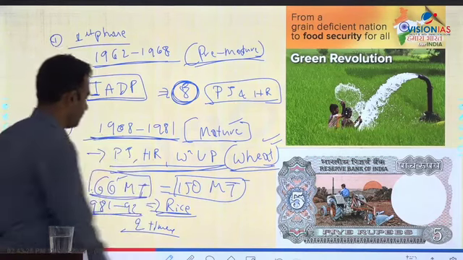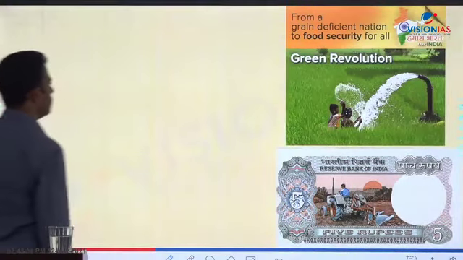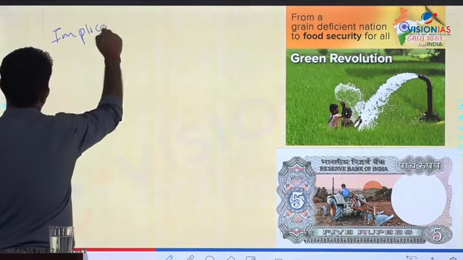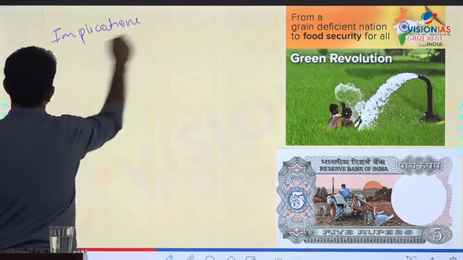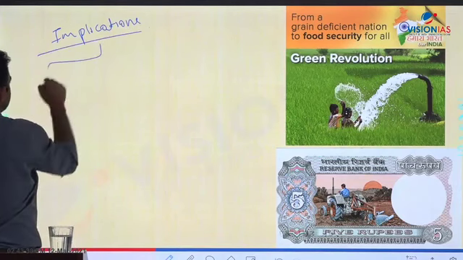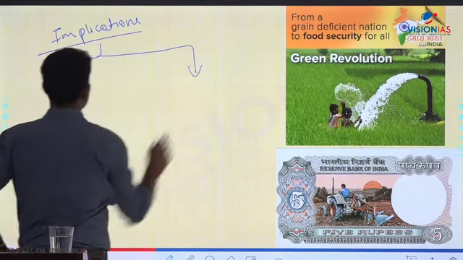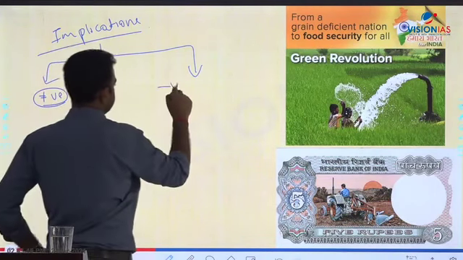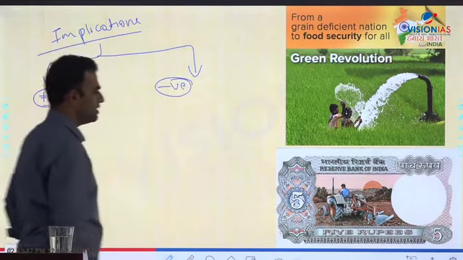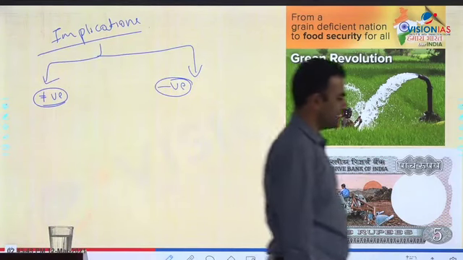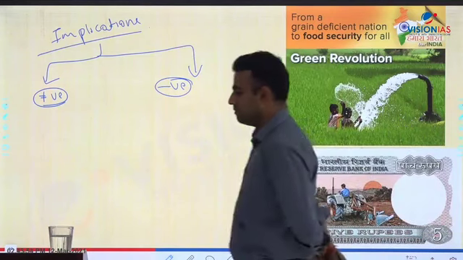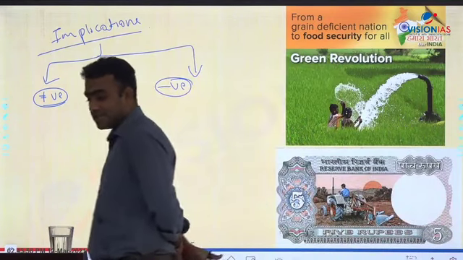Now, so green revolution तो हो गया. What are the implications of green revolution? Of course, we have positive as well as negative implications. Positive implication तो पता है, we were self sufficient in food grains, the region prospered, है ना? It changed the entire political system also.